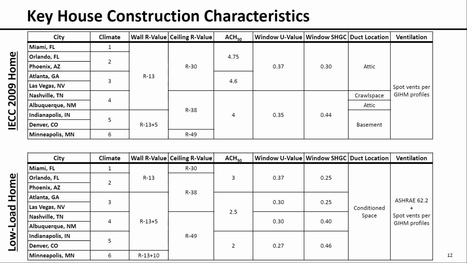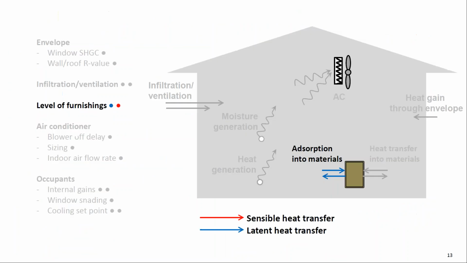In the ICC home, we did include spot ventilation, and we'll explain in some of the next few slides how we determined what those rates were, or how those were operated. And like I said, the low load home did include ASHRAE 62.2 ventilation, and we assumed a whole house exhaust fan running continuously for the year.